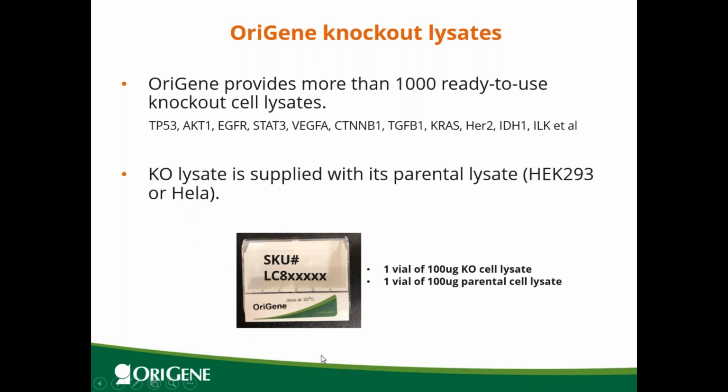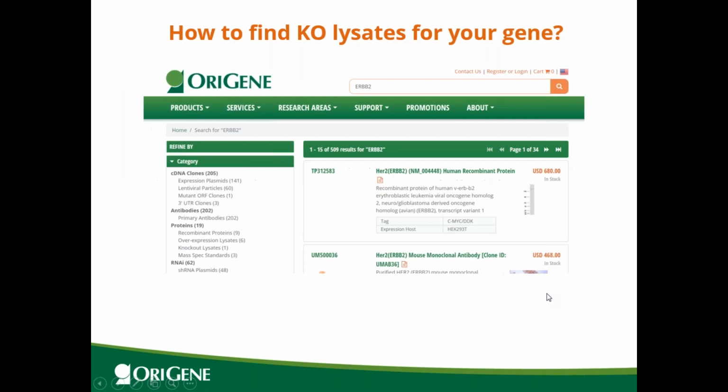Here I'm showing an image of the knockout cell lysate. The box ships with 1 well of 100 micrograms of knockout lysate and 1 well of 100 micrograms of the parental cell lysate. Next I want to show you how to find this knockout lysate on our website. You can search for the lysate from the top right corner of our web page and refine your search using the left panel on the search page.